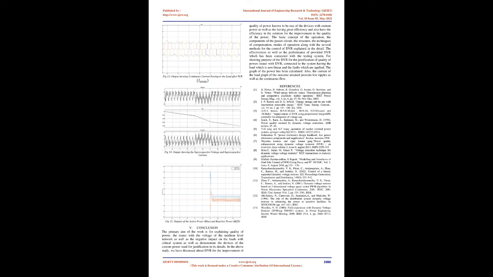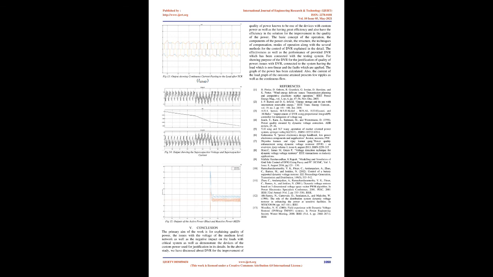The primary aim of the work is to explain power quality, the issues with voltage in the medium-level network, and the negative impact on loads with critical systems, as well as to demonstrate the custom power devices used for justification in detail. In the above study, we have discussed the DVR for the improvement of power quality, known to be one of the custom power devices with great efficiency, and an effective solution for the improvement of power quality.